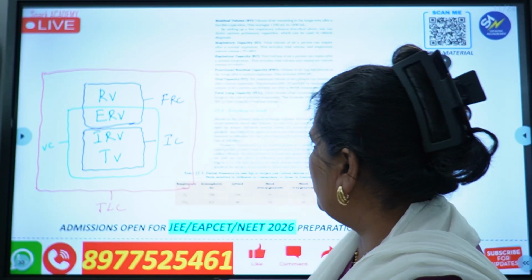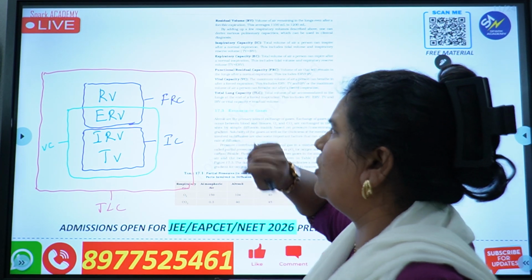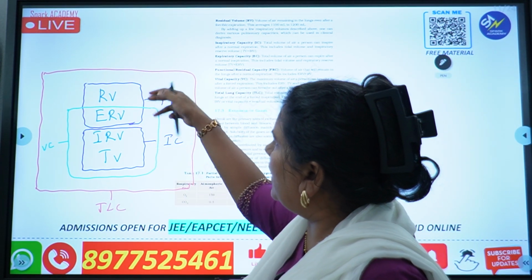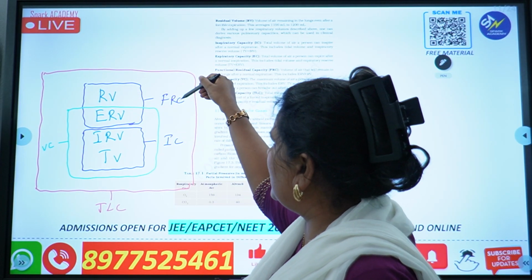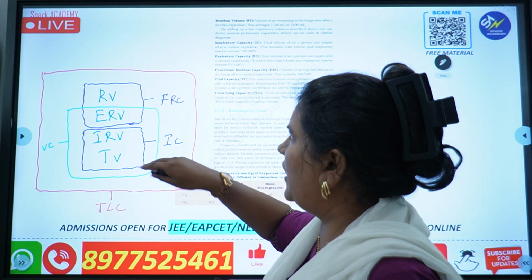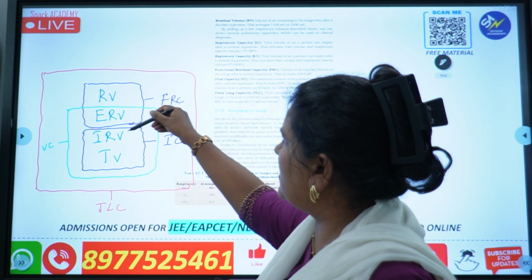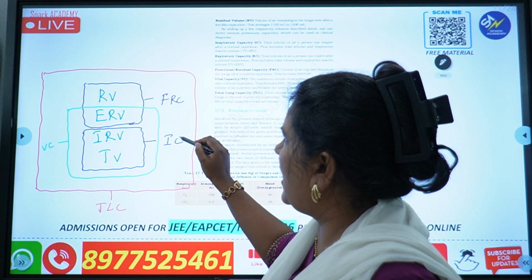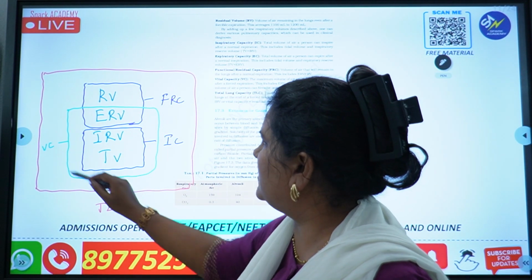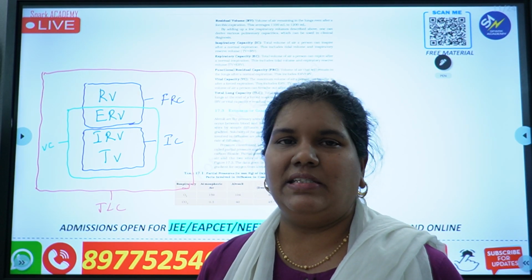Okay, so as you can see on the board, this is the easy way to remember all these volumes and capacities. You can see here, RV plus ERV is FRC. If you write it in this way and remember, this will help you to remember things easily. RV plus ERV is FRC, IRV plus TV is IC, then ERV, IRV plus TV is VC. When we add up all, it becomes TLC.